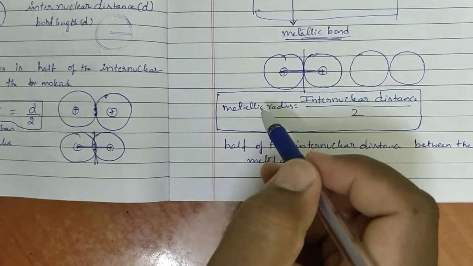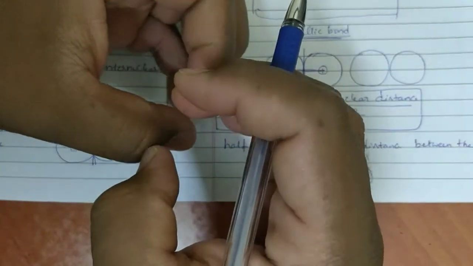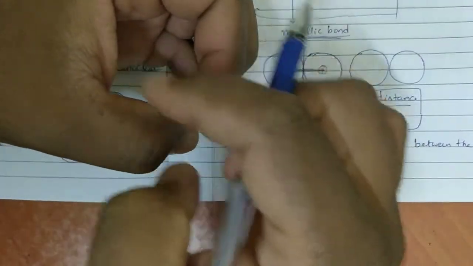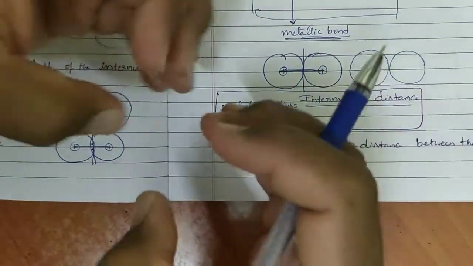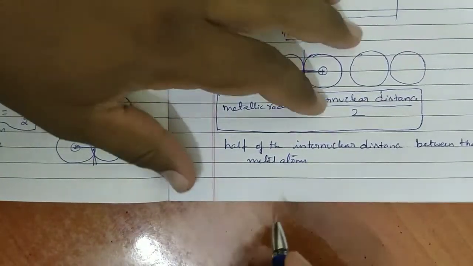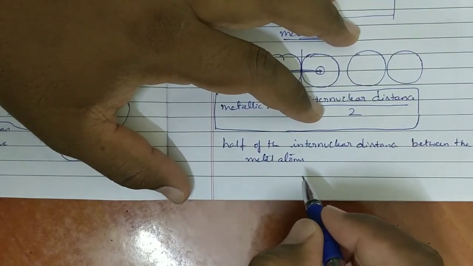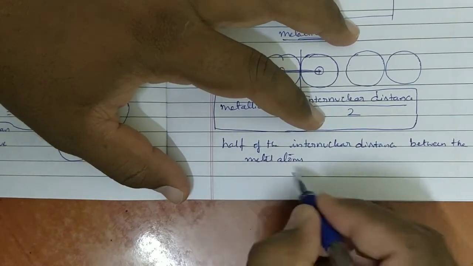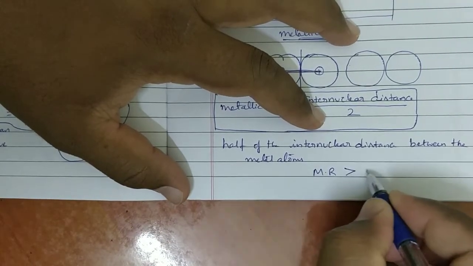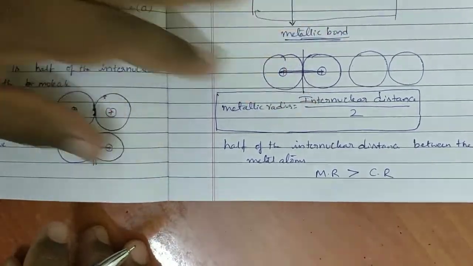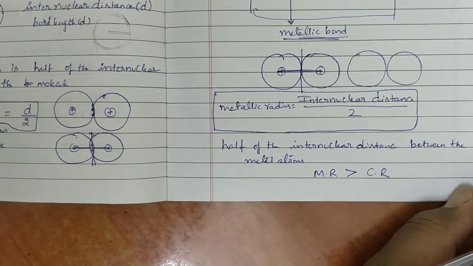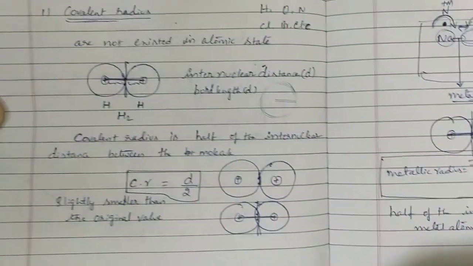Is it correct? Because in a covalent bond, circles are approaching each other and overlapping with each other also, so the distance between the nuclei decreases. But here they are held loosely only. Because of that, the metallic radius is slightly greater than the covalent radius. So till now we have completed two types of radii. The relation between them is: metallic radius is greater than covalent radius. I hope you are understanding, everyone. First one, covalent radius.